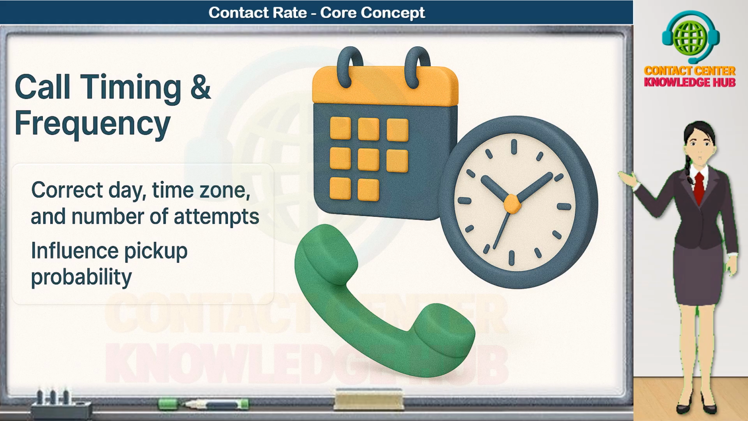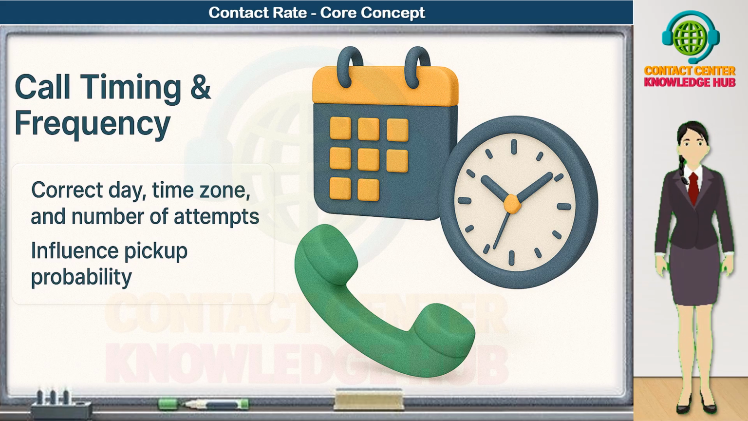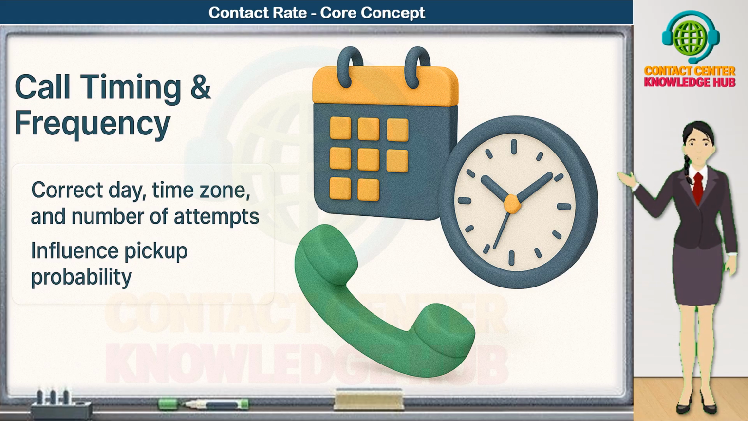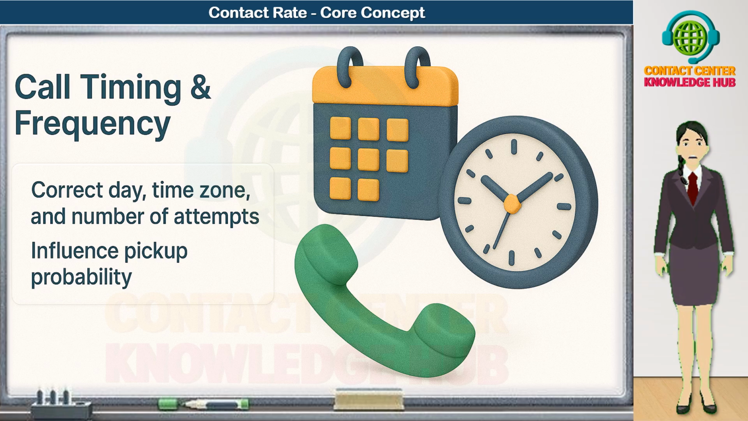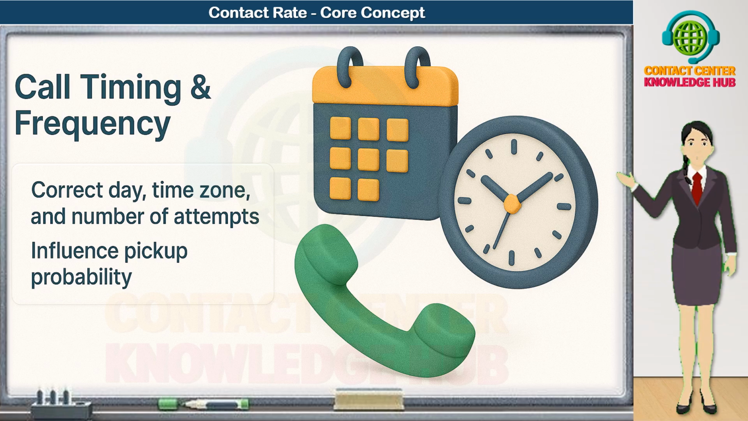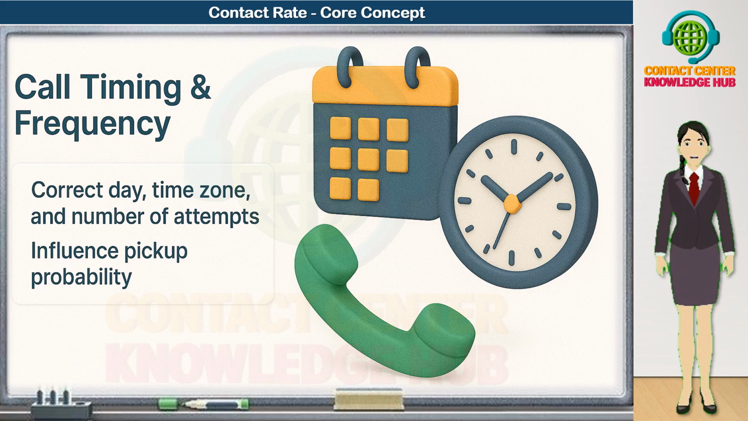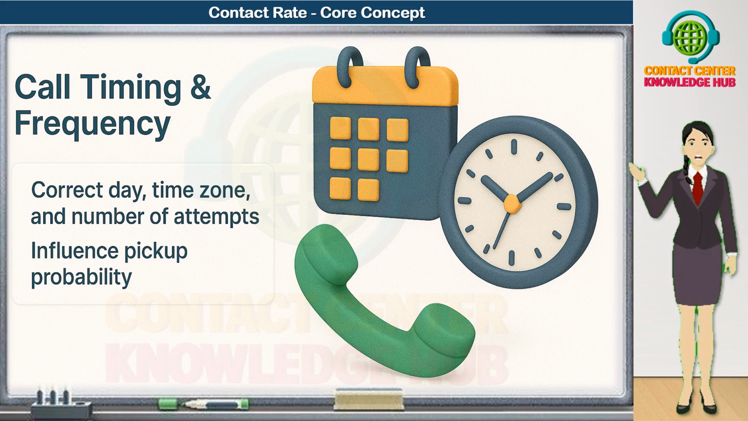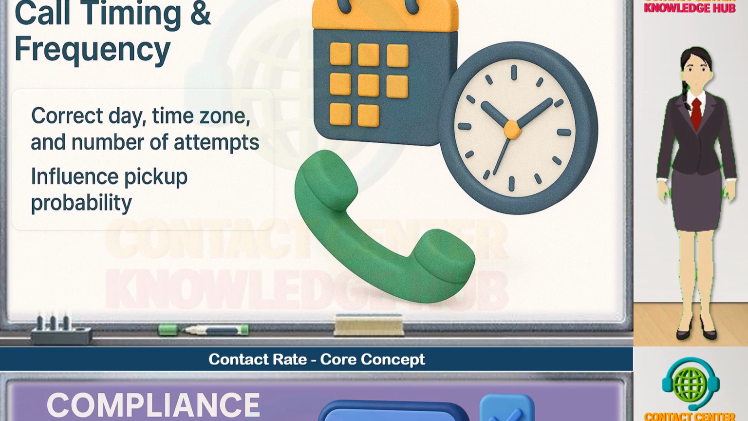For instance, calling too early or too late in the day can lead to missed opportunities or even customer frustration. Likewise, overcalling can trigger call blocking or negative perception, while too few attempts might cause missed contact opportunities. The goal is to strike the right balance. Enough call attempts to maximize reach, but not so many that they harm your brand reputation. When you combine thoughtful timing with intelligent frequency management, your pickup probability and contact rate rise significantly.